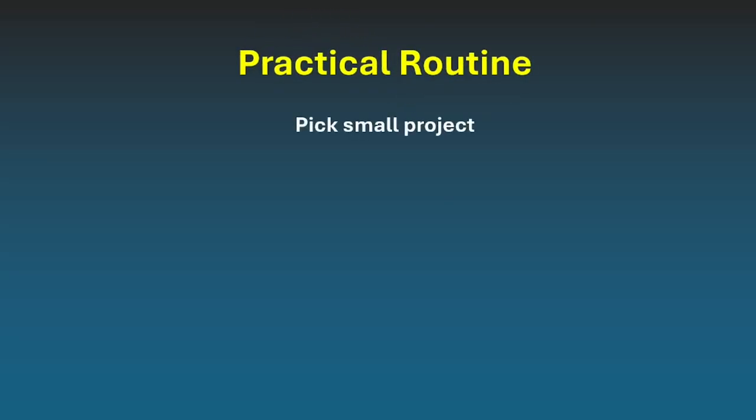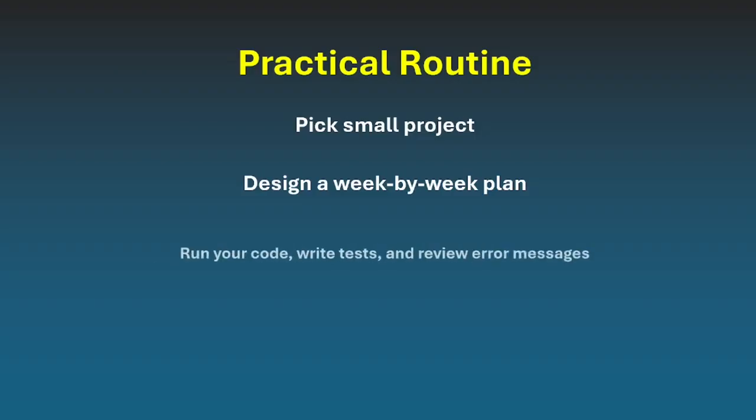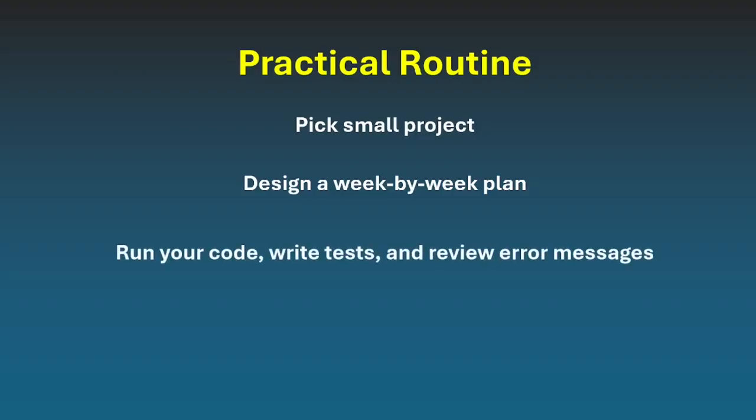So here's your practical routine. Pick one small project, like a weather app or a calculator. Ask ChatGPT to design a week-by-week plan. Use tutor mode when learning the basics, assistant mode to speed up repetitive tasks, and agent mode only when you need large scaffolding. At each step, run your code, write tests, and review error messages yourself. Over time, this cycle will make you faster, more confident, and more independent.